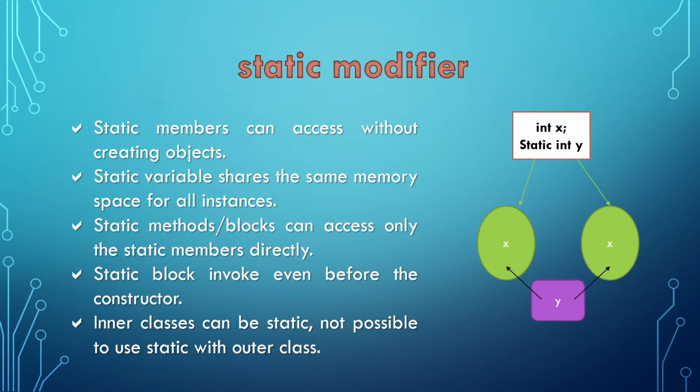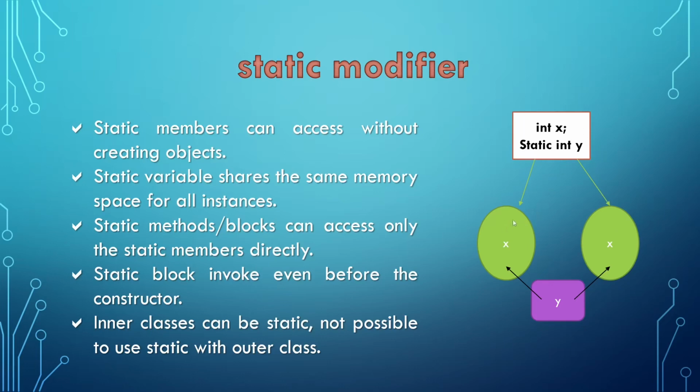Now we will discuss the static modifiers. The static modifier we can use with a class member variable or method, or before the class. Static members can be accessed without creating any object. That's the first concept. Then if you declare a static variable, it shares the same memory space for all instances. For example, just imagine a class containing a normal integer variable x and a static int y.